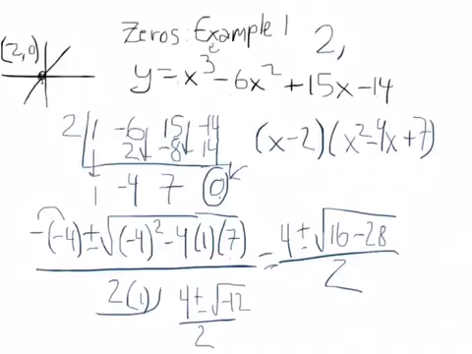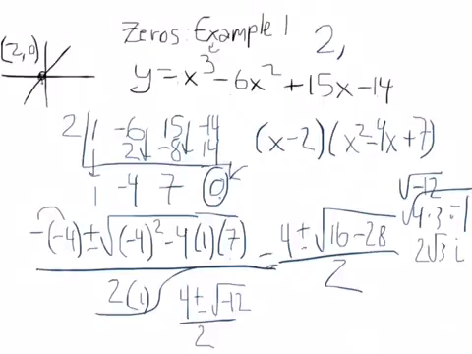So let me break up the square root of negative 12. 12 is 4 times 3 times negative 1. Square root of 4 is 2. Square root of 3 is square root of 3. Square root of negative 1 is i. So this is the same as 4 plus or minus 2 root 3 i over 2.